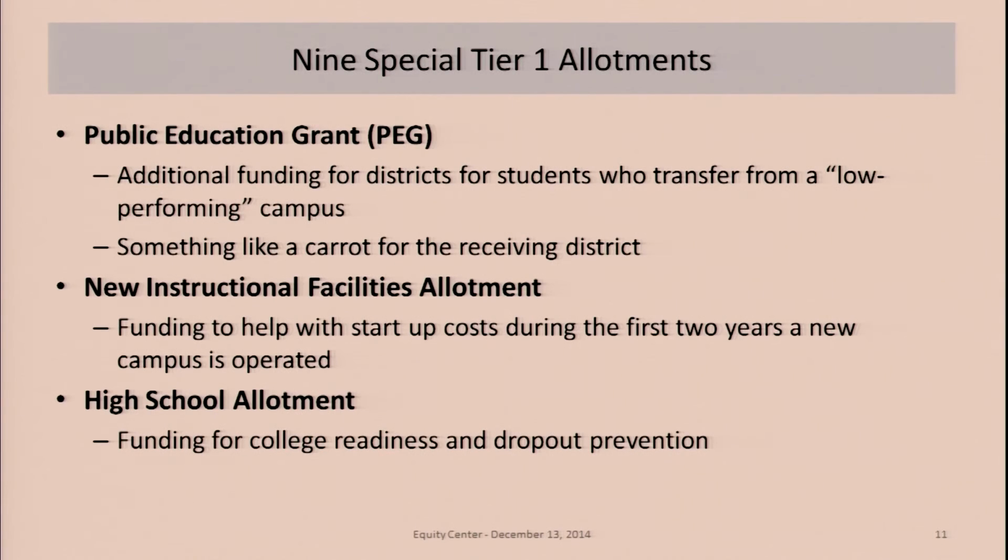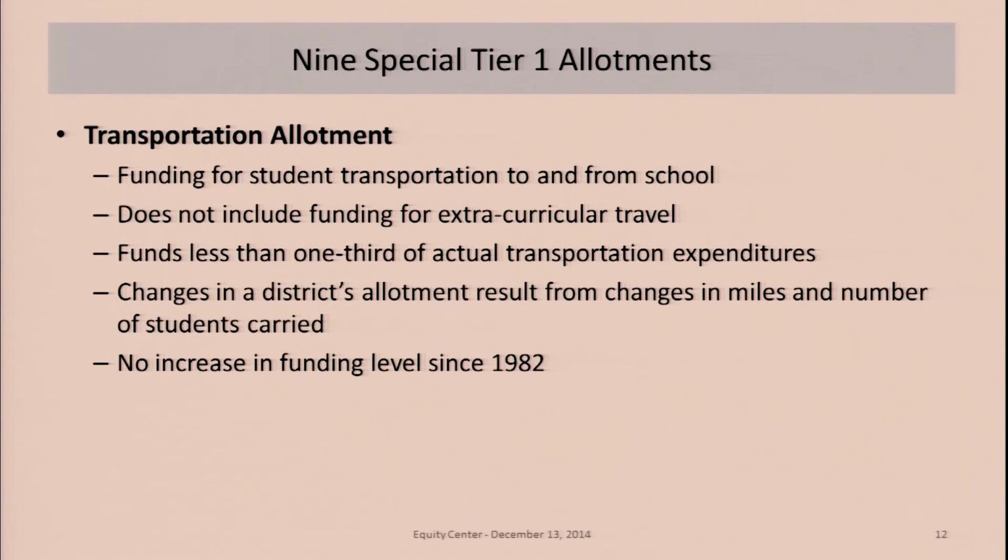New Instructional Facilities Allotment, also called NIFA, is not for the construction of instructional facilities. Sometimes people get confused on that. It's really for startup costs during the first 2 years a new campus is being operated. Then there's high school allotment, and strangely enough, it also is for dropout prevention, and we'll talk more about that in just a little bit.